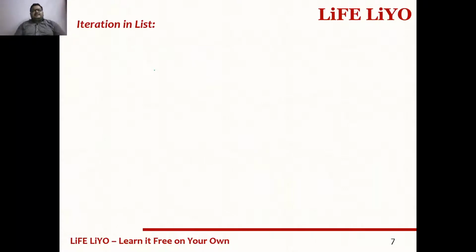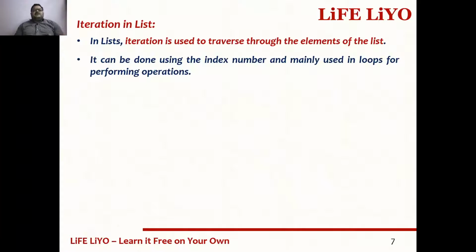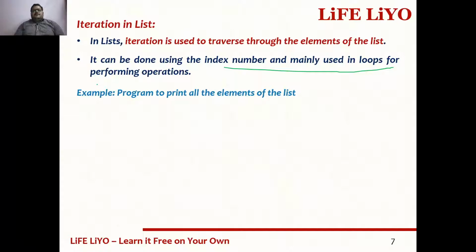Next, iteration. In a list, iteration is used to traverse through the elements of the list. That is, if you want to traverse through the entire list, then we can use iteration. Iterations are nothing but loops. It can be done using the index number and is mainly used in loops. So, program to print all the elements of the list.